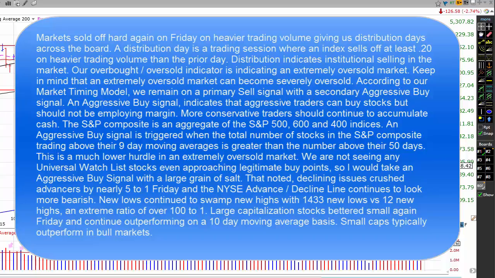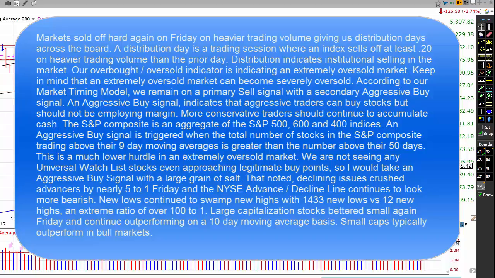The S&P Composite is an aggregate of the S&P 500, the S&P 600, and the S&P 400 indices. An aggressive buy signal is triggered when the total number of stocks in the S&P Composite trading above their 9-day moving average is greater than the number that are trading above their 50 days. This is a much lower hurdle in an extremely oversold market. We're not seeing any universal watch list stocks even approaching legitimate buy points, and so I would take an aggressive buy signal with a large grain of salt at this point.